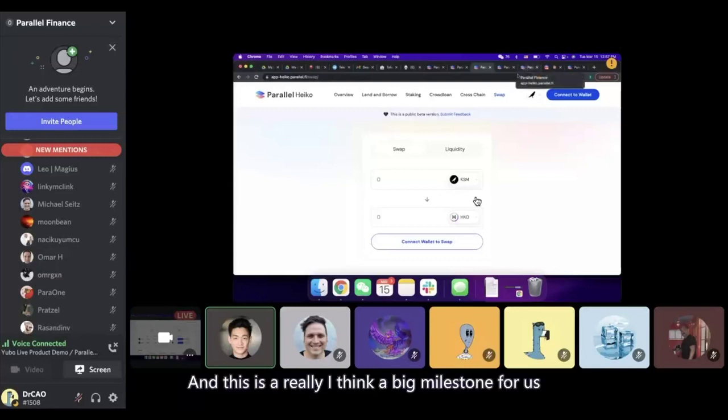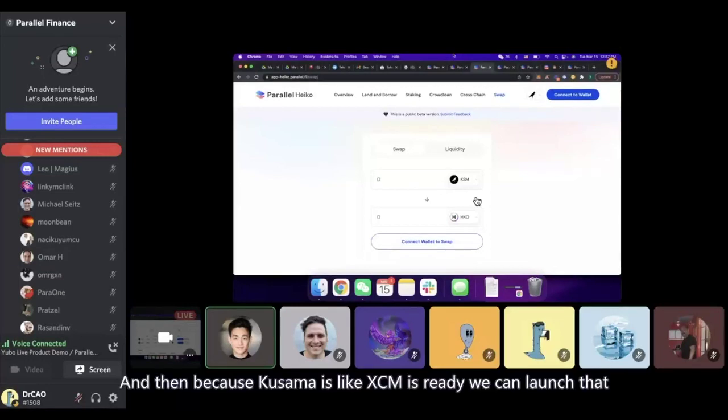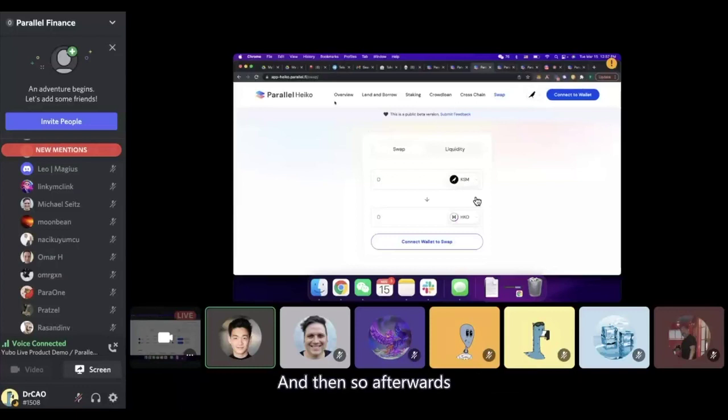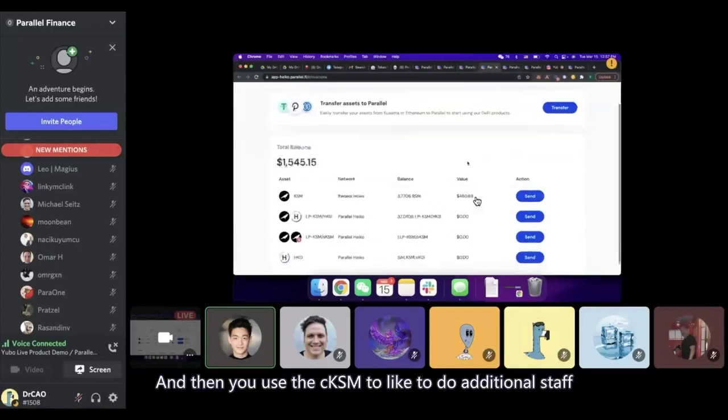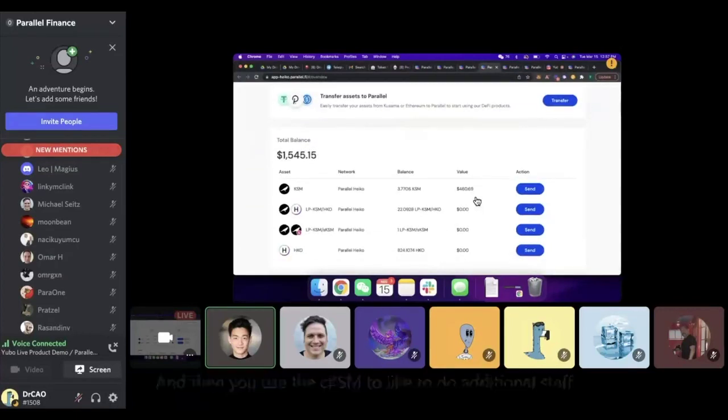And this is really, I think, a big milestone for us. Because Kusama's XCM is ready, we can launch that. Whenever Polkadot XCM is ready, then we'll launch the Crowdloan product on Polkadot as well. So afterwards, you'll receive C Kusama, and then you use the C Kusama to do additional stuff, right?